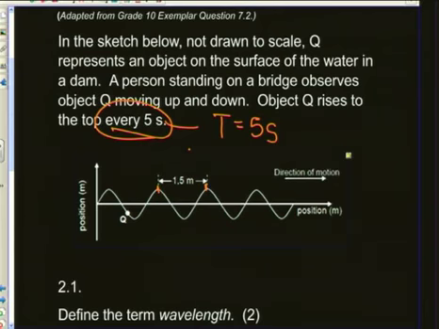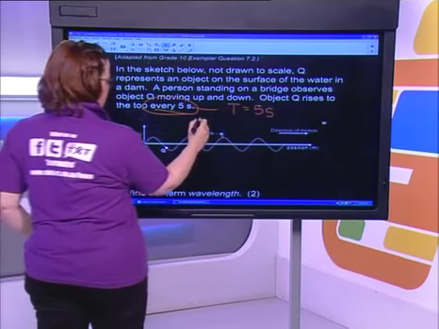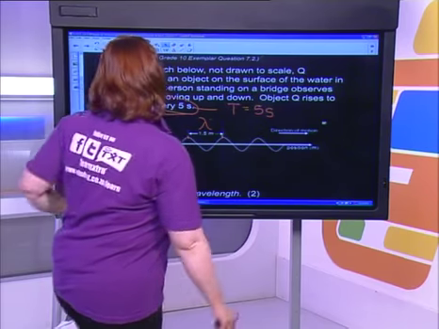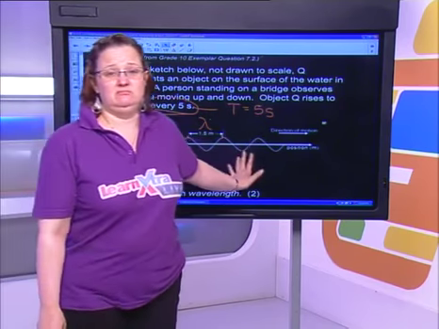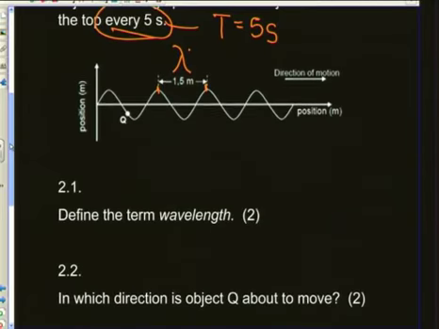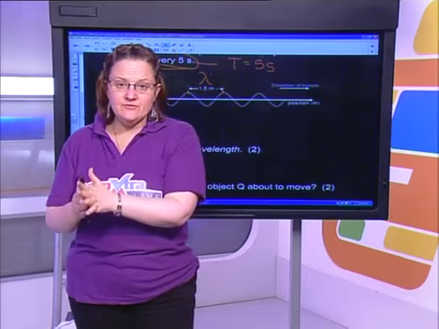It's the distance between two points in phase, which is actually my next question, wavelength. So I know the period and I know the wavelength now. I haven't even looked at the questions. I've just looked at the information given. Now they say to us, define the term wavelength. Once again, it's another definition. Wavelength is the distance between two consecutive points in phase.